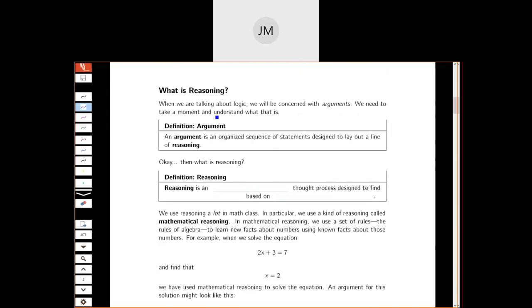Okay, so let's start by talking about arguments. An argument is an organized sequence of statements designed to lay out a line of reasoning. So to really understand what an argument is, we need to say, well, what is reasoning? Reasoning is an organized thought process that's designed to find new facts based on known facts.